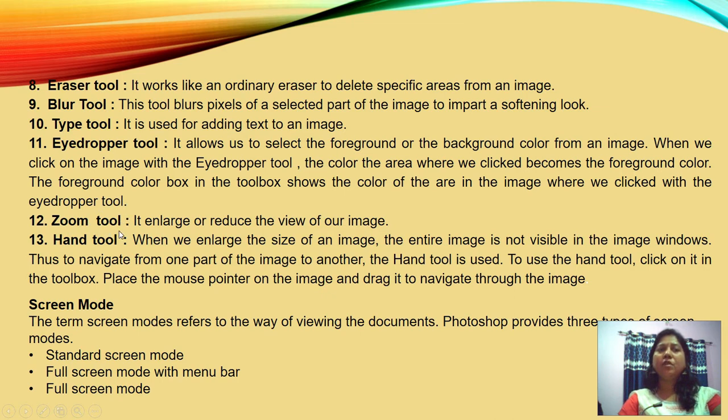Next is zoom tool. As you know, you use it to enlarge or reduce the view of your image. And hand tool is there. When we enlarge the size of an image, the entire image is not visible in the image window. Thus, to navigate from one part of the image to another part, the hand tool is to be used. To use the hand tool, click on it in the toolbox, place the mouse pointer on the image area and drag it to navigate through the image. Okay, so these are the options of the toolbox.